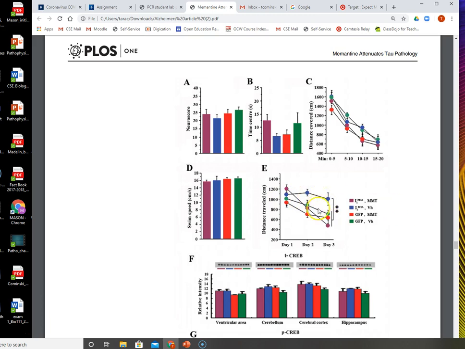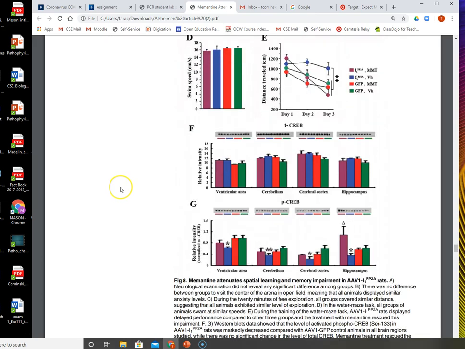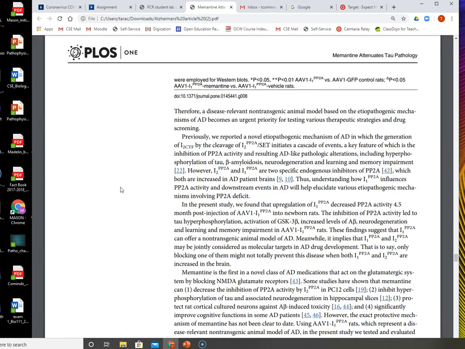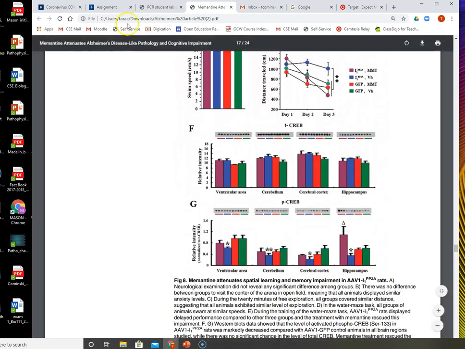However, if you look at that Alzheimer's model that's been treated with the memantine, you can see that they look like the control animals, okay? So again, those are 2 figures that I would focus on and describe in your own words when doing this journal article summary. Okay, so I hope that helps.